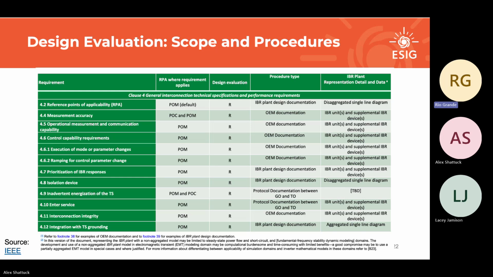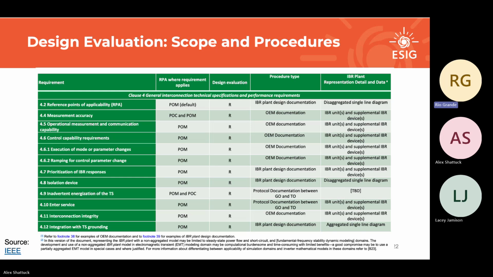Most of the time, for this table here, this clause 4, a lot of these are point of measurement. And for those who don't know what point of measurement and point of connection mean, they're different than point of interconnection, like NERC uses. But POM is basically the inverter terminal. The point of measurement at the inverter terminal. POC is point of connection. So what you would call point of interconnection.